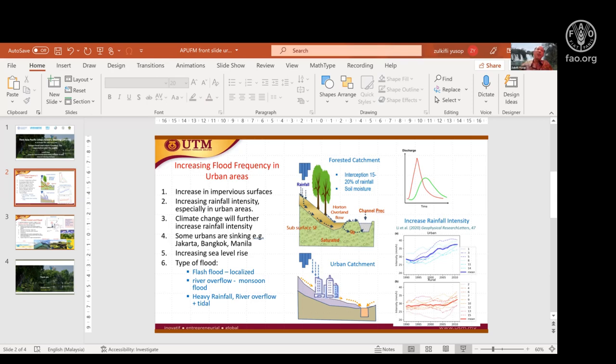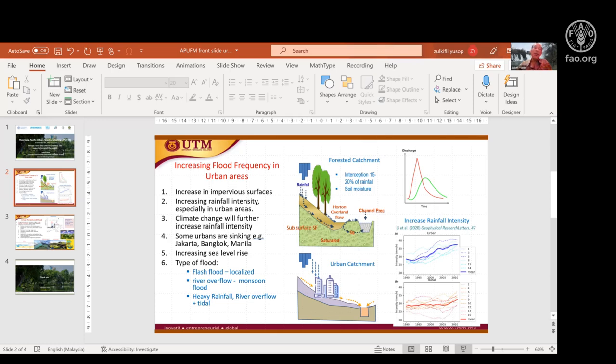Then during the monsoon period, when the rainfall is more homogeneous and widespread, we can expect flood due to river overflow. This normally involves a much bigger area, with rainfall in the upstream and the whole basin producing a very large amount of flood water, which then causes overflow and flooding.